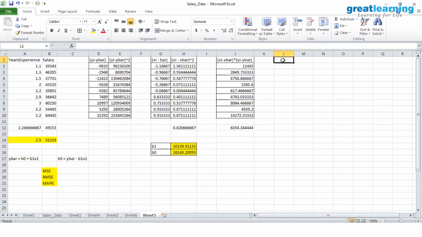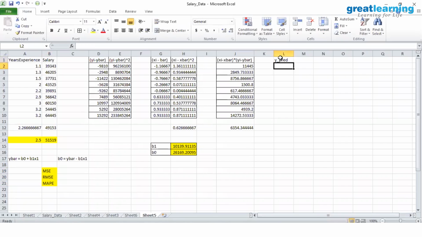Now my objective, one more objective. This objective I have solved: for 2.5 years of experience, what is the salary? Now I want to find how good my model is. How good is my model is explained by MSE, RMSE, MAPE. How good my model is is explained by the Y predict value.